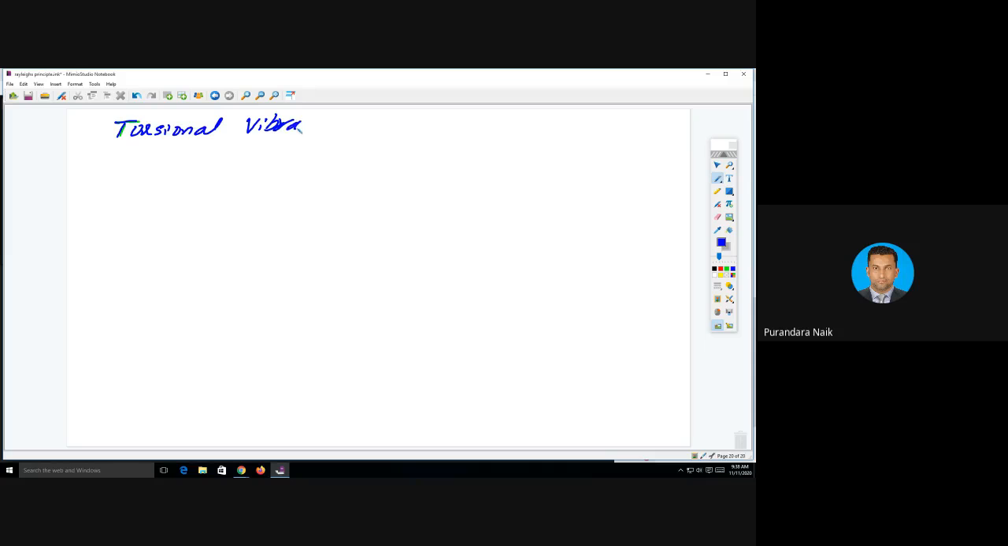Whatever the derivations or cases we have seen so far are longitudinal vibration. Right now we'll go to torsional vibration. We have to derive the equation for the natural frequency of a torsional vibration. What is torsional vibration? Write down: we have seen there are three different types of vibration. First is longitudinal, second is torsional, third is transverse.